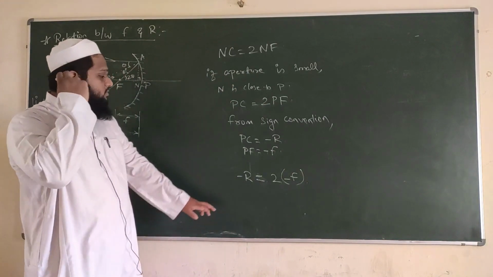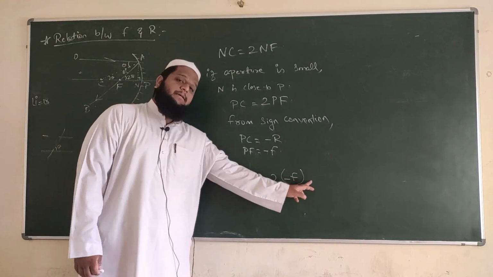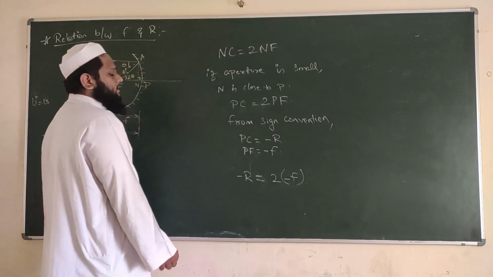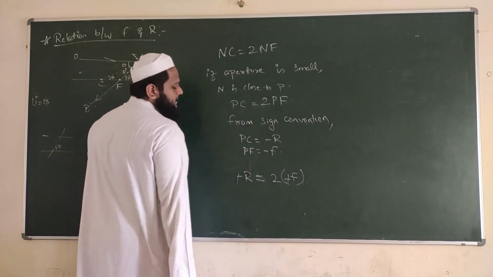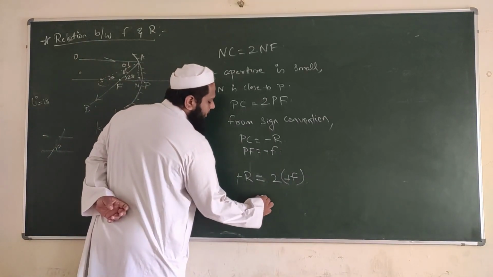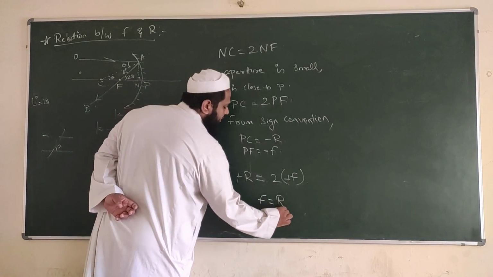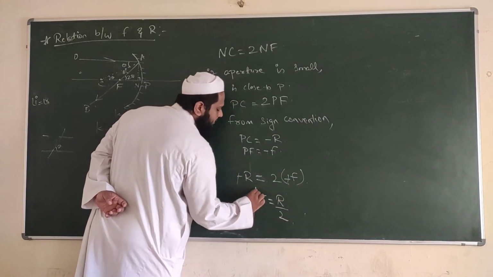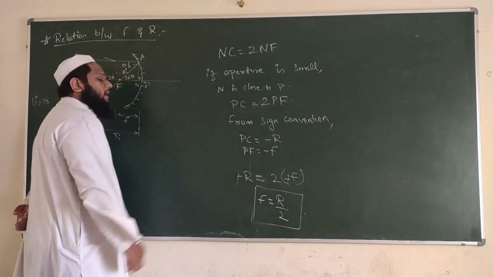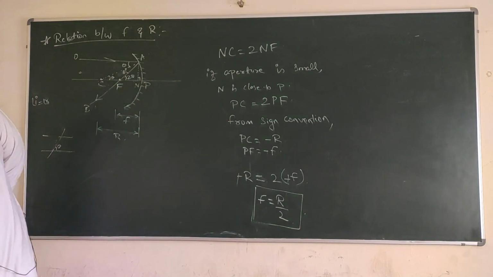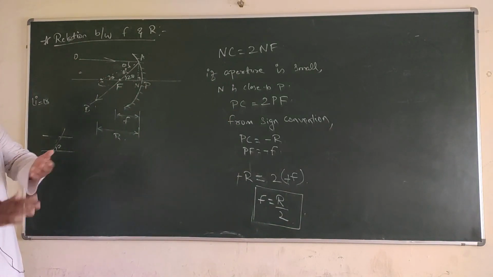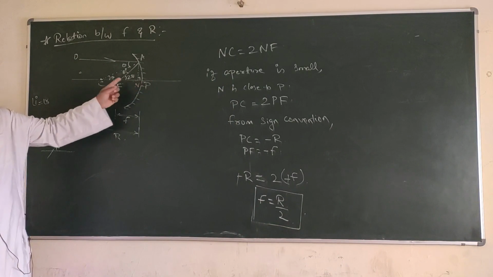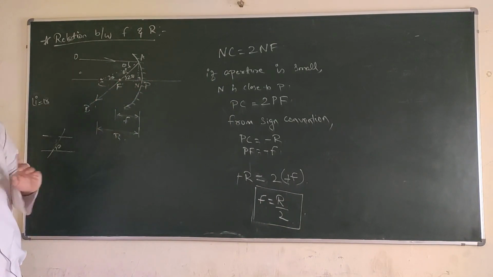There are a lot of students who do not put the bracket. They think it is 2 minus f. Then the equation becomes this, so minus and minus get cancelled. Yes. So you got f is equal to R by 2. f is equal to R by 2. That is the relation between focal length and radius of curvature.